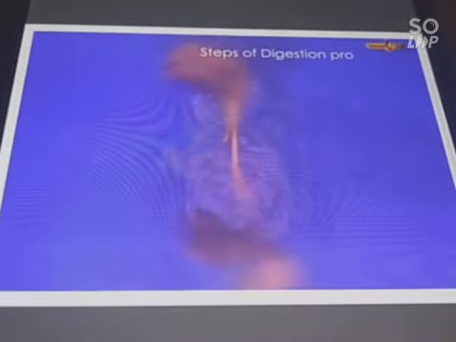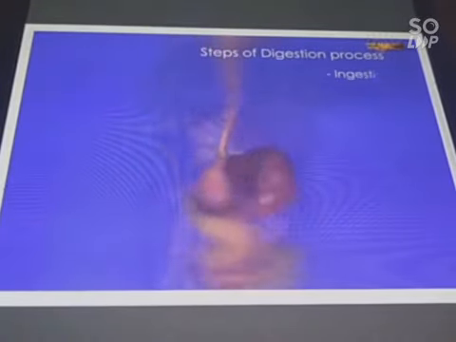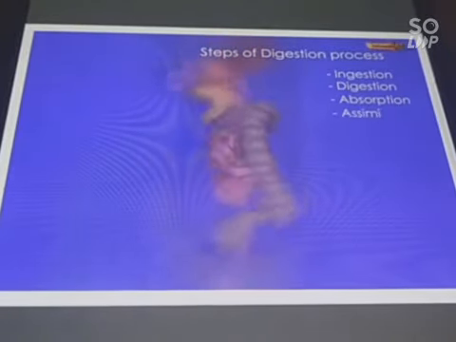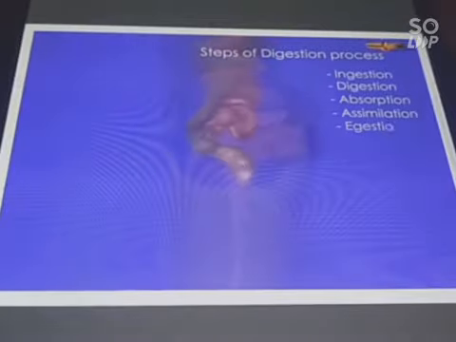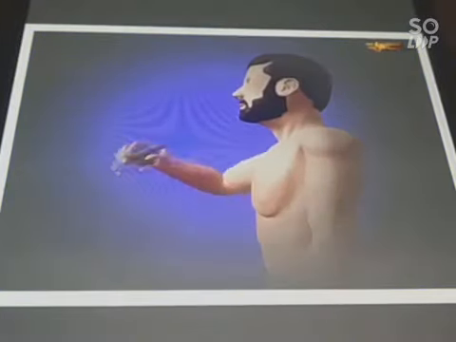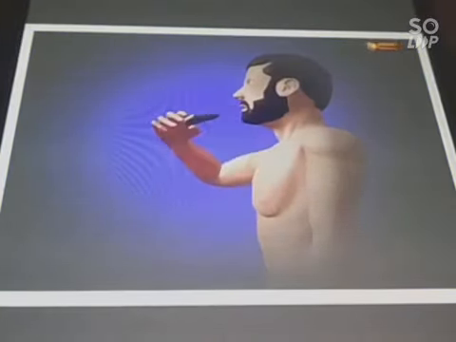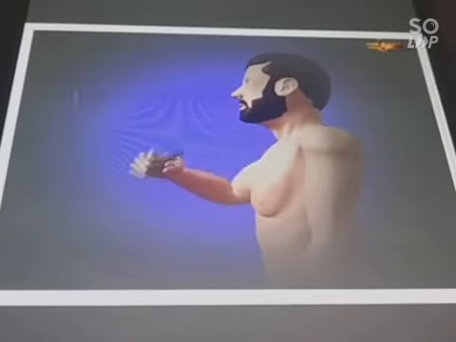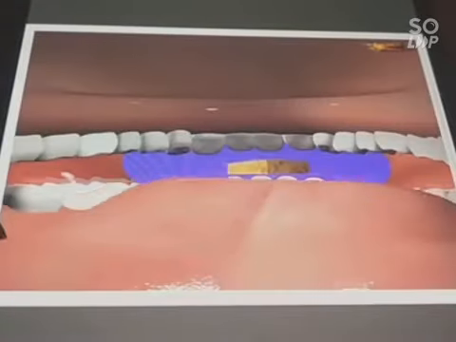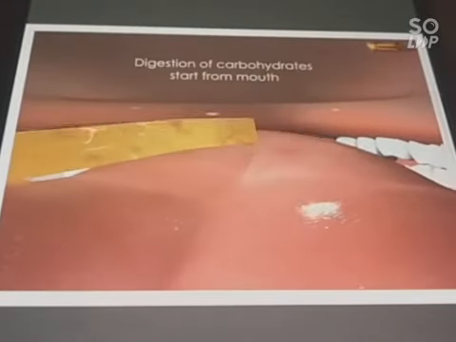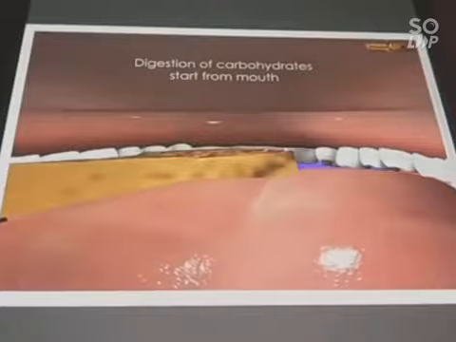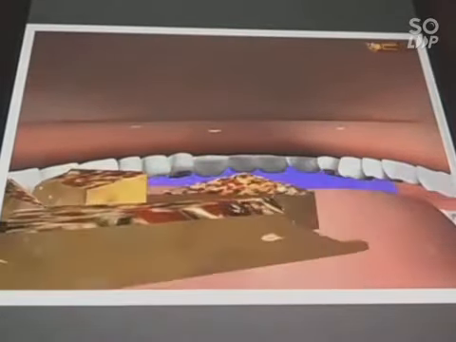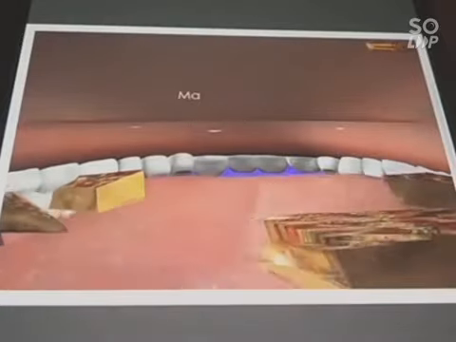Digestion is a complex process involving ingestion, digestion, absorption, assimilation, and egestion. Food is taken into the body through the mouth. The process of taking food into the body is called ingestion. Digestion of carbohydrates like starch begins in the buccal cavity. The buccal cavity helps in chewing and swallowing of food.